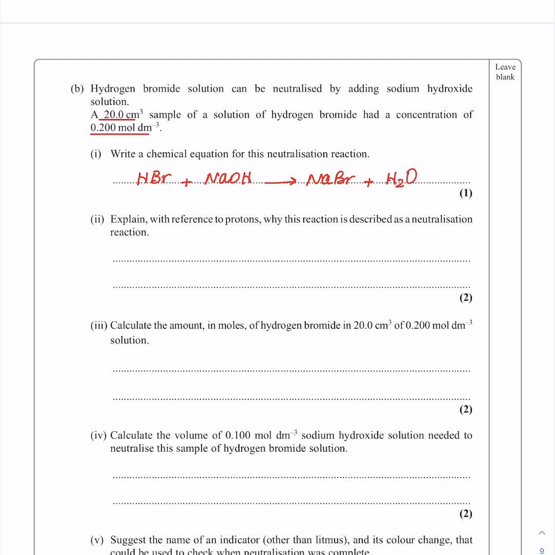Then we have: explain with reference to protons why this reaction is described as a neutralization reaction. Because the proton is donated from the acid, which is hydrogen bromide solution, the hydrobromic acid. This proton is gained, or accepted, by the hydroxide ion that comes from sodium hydroxide, which is the alkali. So here, the proton donated from the HBr is accepted by the hydroxide ion that comes from the sodium hydroxide.